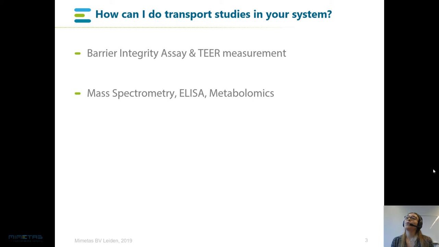The OrganoPlate 3-lane also enables you to study transporter functionality. You can add a substrate for a transporter to a tissue, for example in the basal compartment, and then the sample can be taken from the apical compartment by simply pipetting the medium out of the wells of the channel. Then you can assess the content using, for example, mass spectrometry, ELISA, or metabolomics.